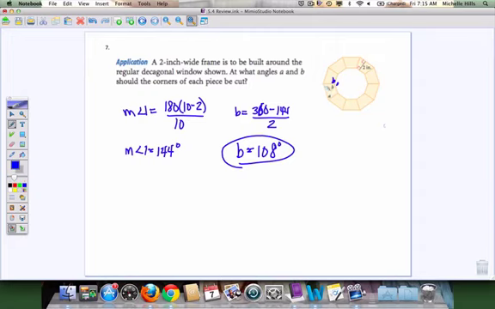Now, if this is A, this is also A, so we know from what we know about a trapezoid that A and B have to be supplementary. So A is 180 minus 108. A is a 72-degree angle.